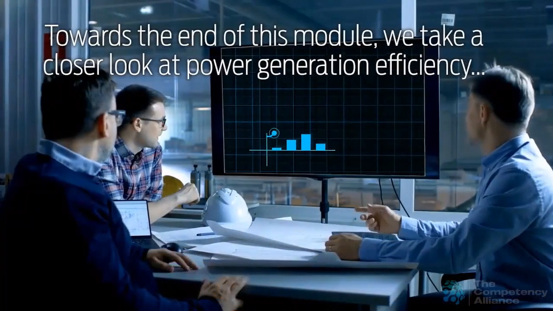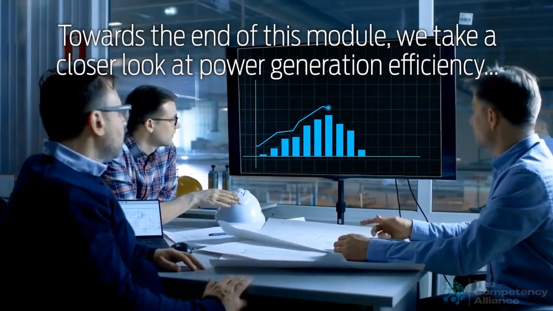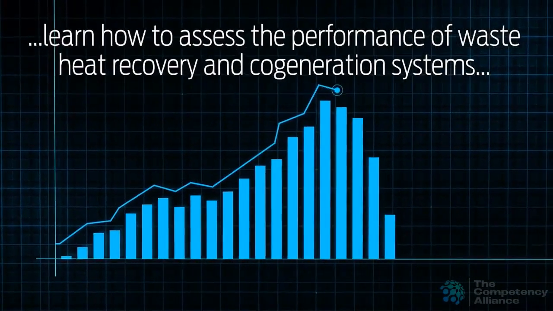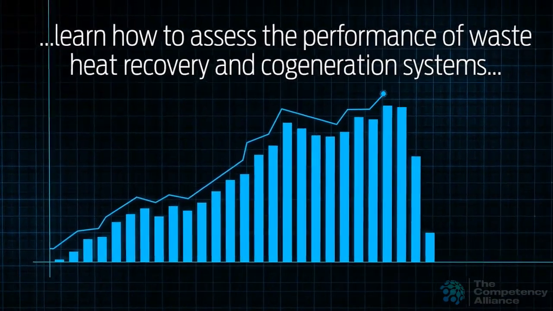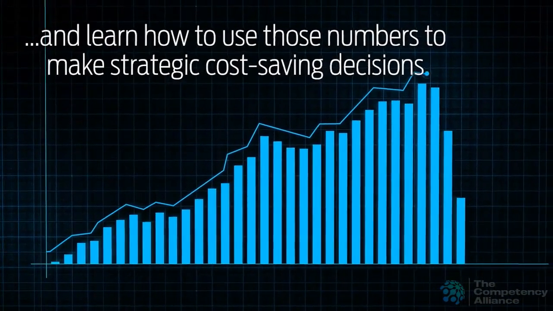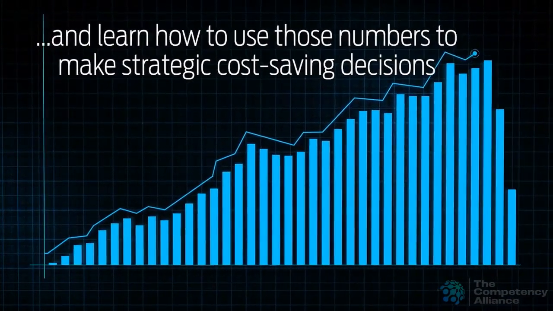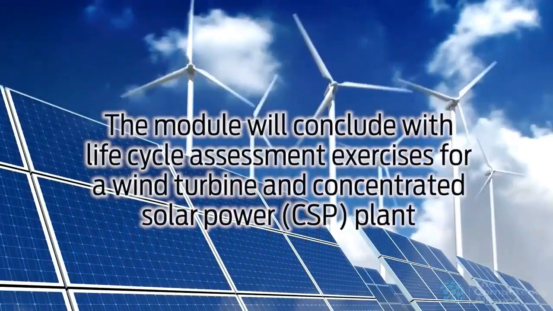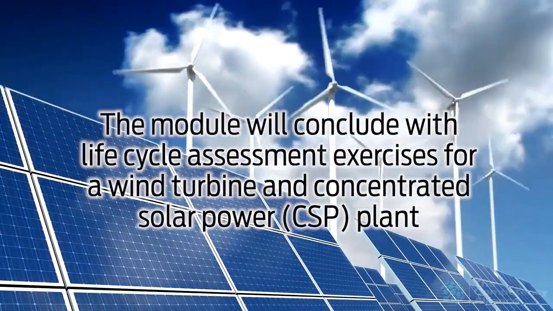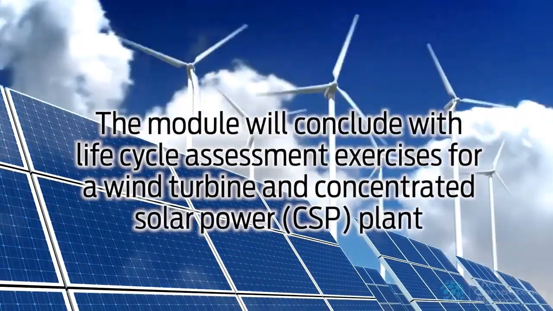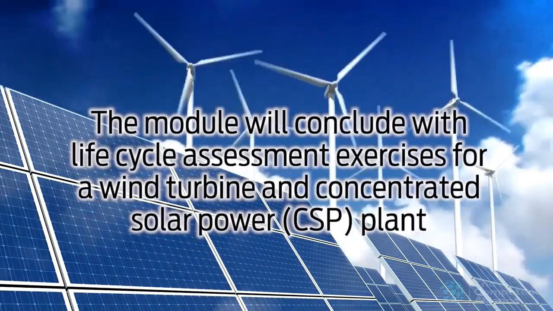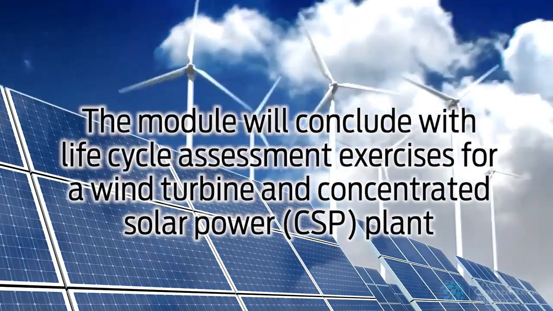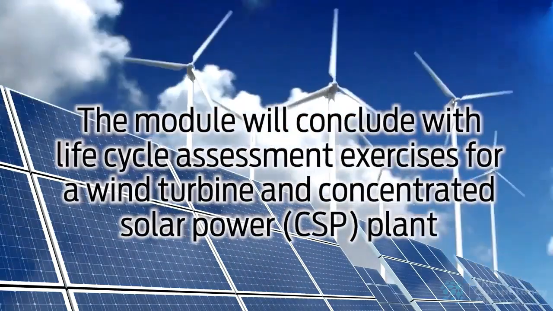Towards the end of this module, we take a closer look at power generation efficiency and learn how to assess the performance of waste heat recovery and cogeneration systems, as well as how we can use those numbers to make strategic cost-saving decisions for an operation. The module will conclude with life cycle assessment exercises designed to grasp the inputs and outputs required at every step of a wind turbine and a concentrated solar power (CSP) plant's life.